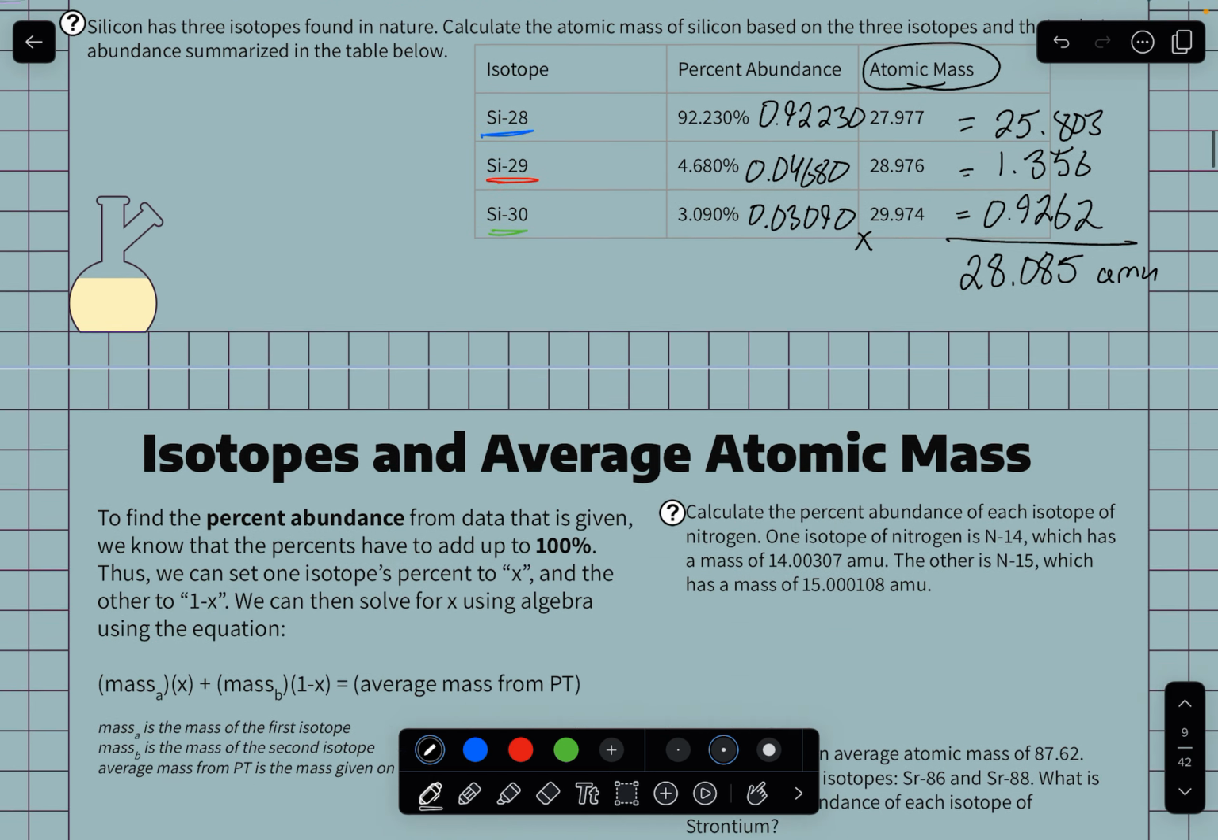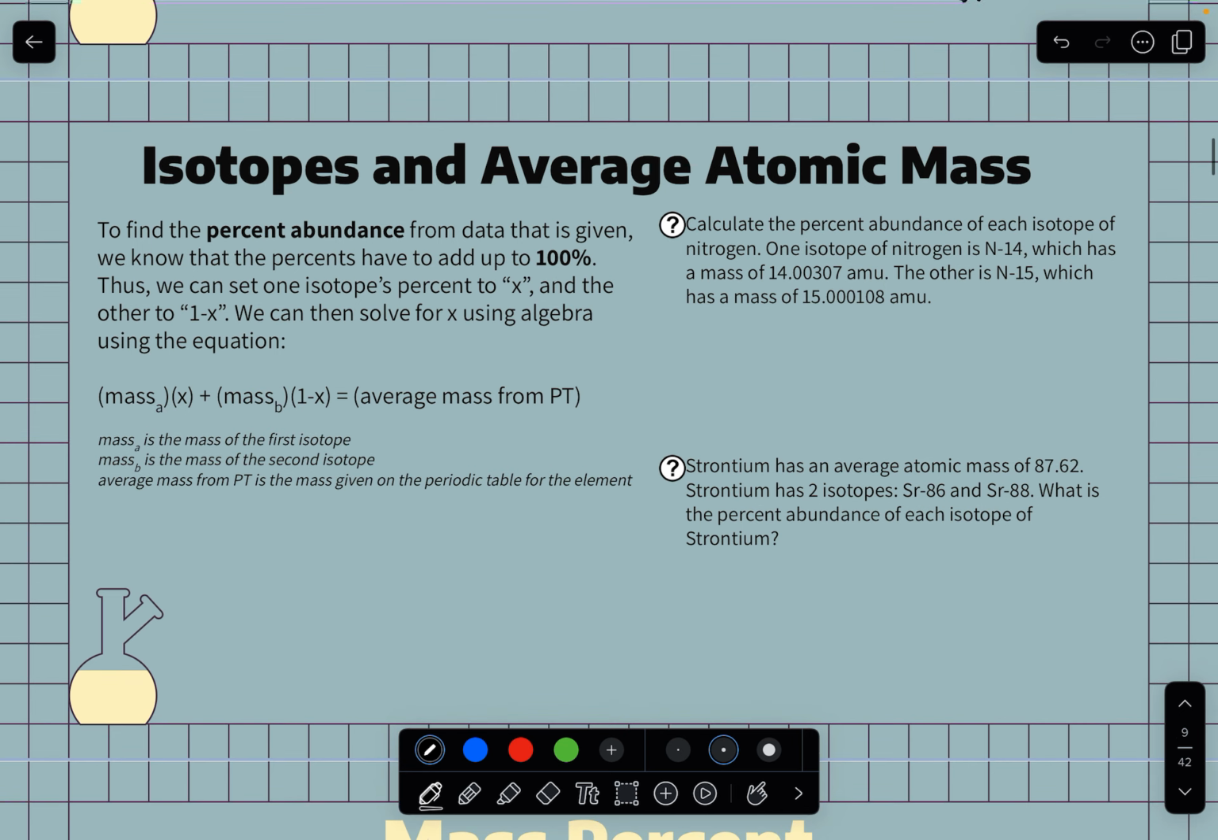But like I said, sometimes you're not given the percentages. You're given the masses, and you're given the final average mass from the periodic table, and you need to find the percent abundances. Remember, for percent abundance, we're looking at a percentage. Percentages add up to 100. So if we substitute the percentages with X for one isotope and 1 minus X for the other one, those will add up to 100 in the end, right?